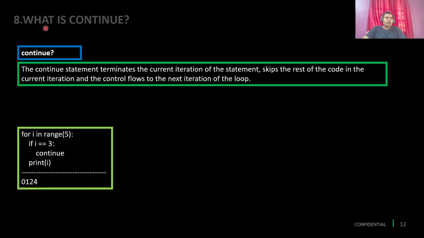Very similar. What is continue? Continue says that once we get the continue keyword, we do not want to go through the remaining portion of the loop. Continue the loop from the next iteration. So for 0, 1, 2, we did the printing, but as soon as we got 3, it said don't go further, continue to the next iteration, and then we got 4.